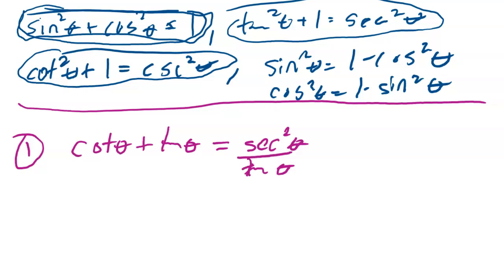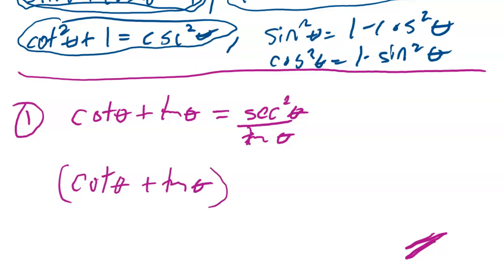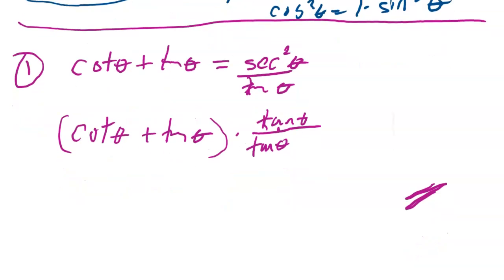All right, so when I take the left-hand side, cotangent theta plus tangent theta, and I multiply by 1 over tangent theta. Okay, obviously I can't just multiply by 1 over tangent theta. I'm going to multiply the numerator and the denominator by tangent theta. I think good stuff's going to happen.